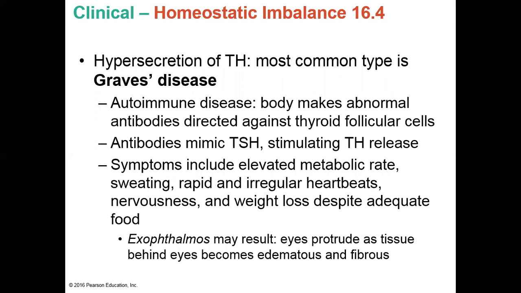Hypersecretion, we see that in Graves' disease, and Graves' disease is classified as an autoimmune disease. So you have antibodies, remember autoimmune disease, because we just finished the immune system. Those antibodies mimic thyroid stimulating hormone. So if I have an antibody that is mimicking thyroid stimulating hormone, what does thyroid stimulating hormone do? It stimulates the thyroid to release thyroid hormone. So elevated metabolic rate, rapid irregular heartbeats. Remember, it's increasing the metabolism of everything. Nervousness, severe weight loss, those types of things.